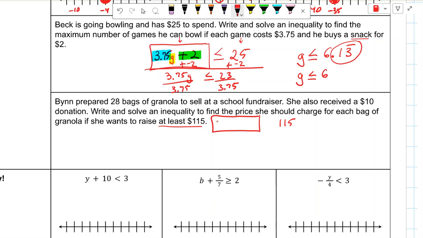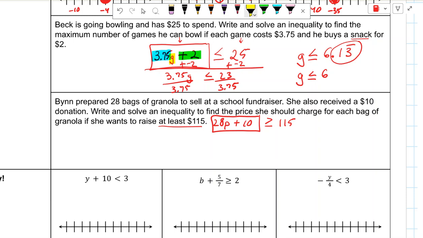$115. So she has 28 bags and she doesn't know the price to charge. So we're going to use P for the variable. Plus, she got a straightforward $10 donation. So she's already on her way. Now, what does she want that box to be? She wants it to be at least $115. So is she satisfied with $116? Yes. $117? Yes. $115? Yes. $114? No. So she needs this box to be larger or equal to $115 to meet her goal.